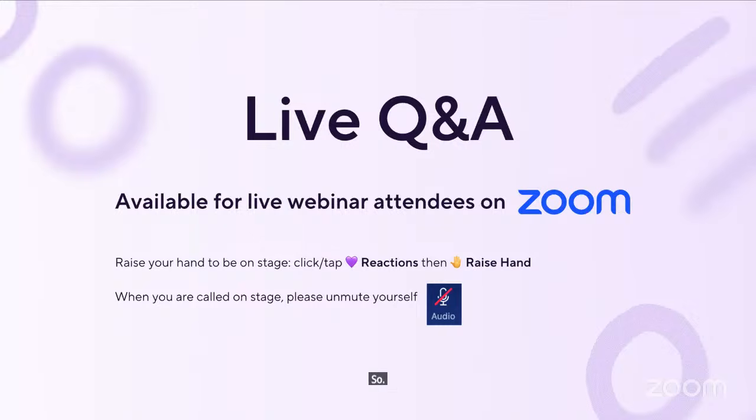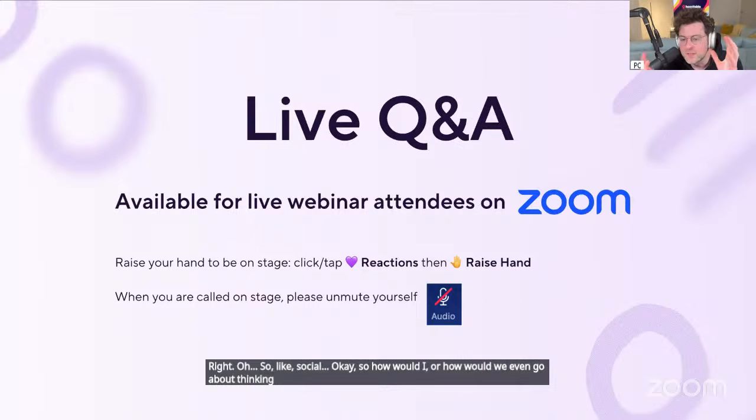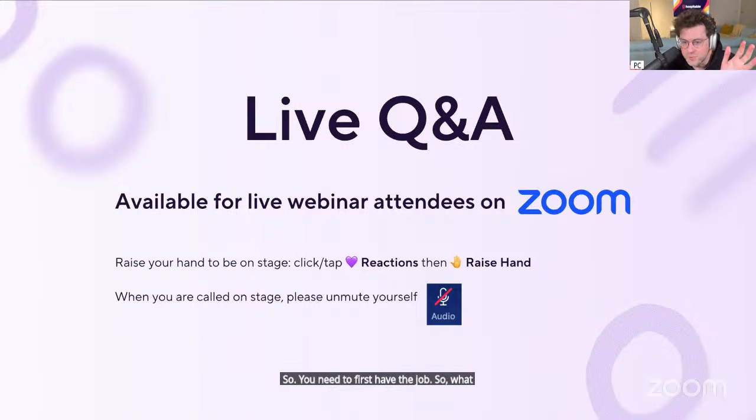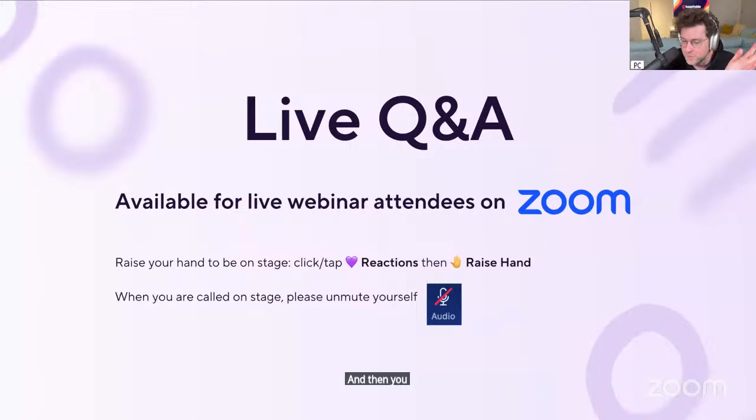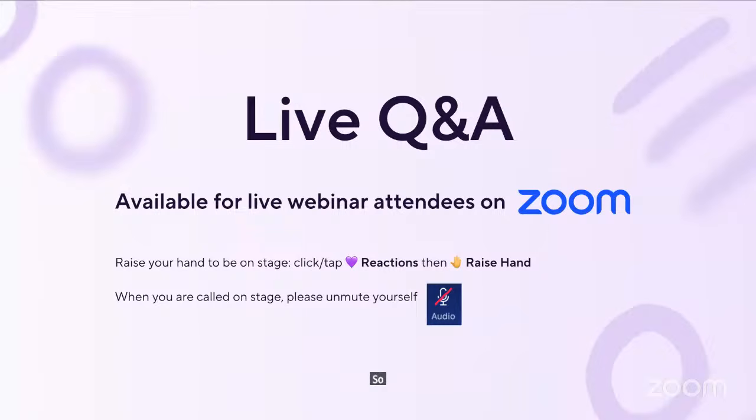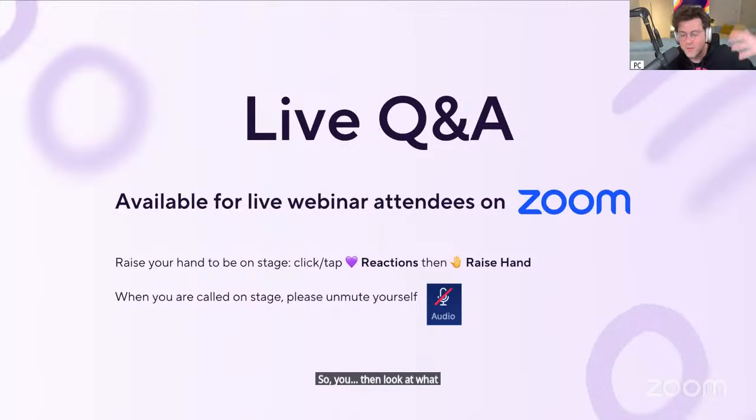So how do we even go about thinking of it? You need to first have the job. What is the job that you're trying to accomplish? Are you trying to have a neutral rate that's offsetting the commission, or do you want a premium on those guests? Then you need to determine what that premium is. For VRBO, we just want to cover the basic commission. Then look at what service fees are applicable to you.